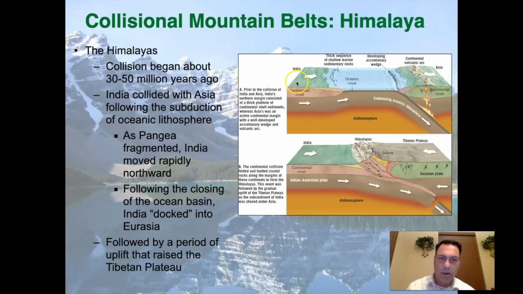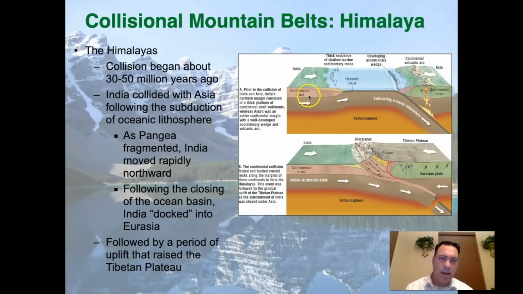So effectively, here we see India. India is moving, this continental crust with its associated lithosphere is moving towards Asia. And Asia had a continental volcanic arc. This is an Andean style arc, the ones that we just talked about. These are already really big, tall mountains, large volcanoes. There's a developing accretionary wedge or prism that's happening here, and the subduction is happening.